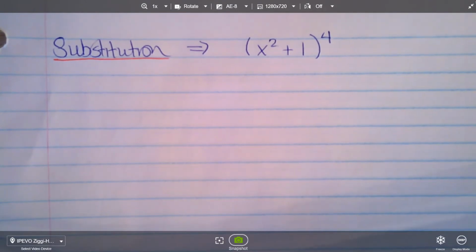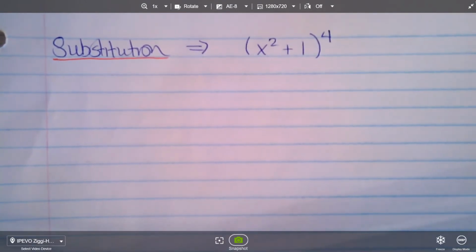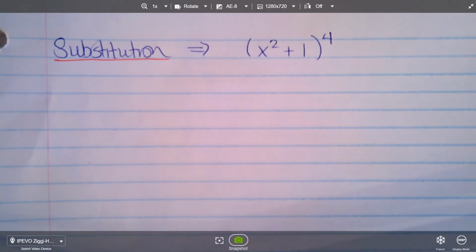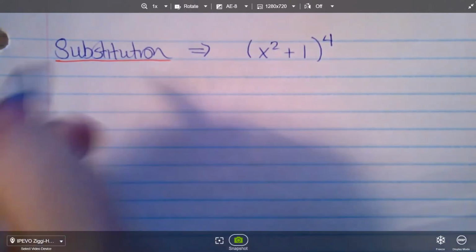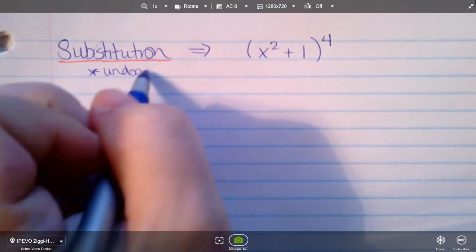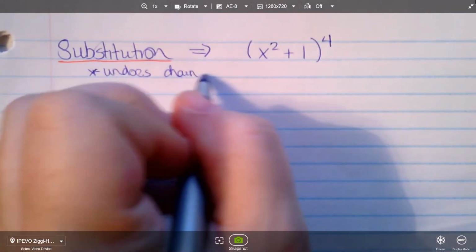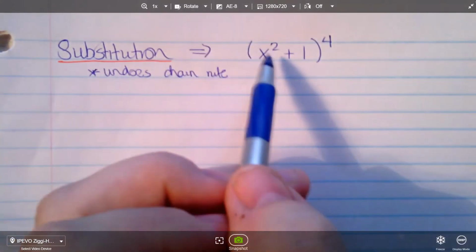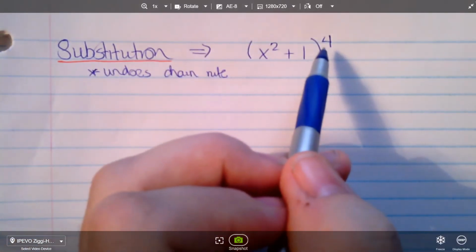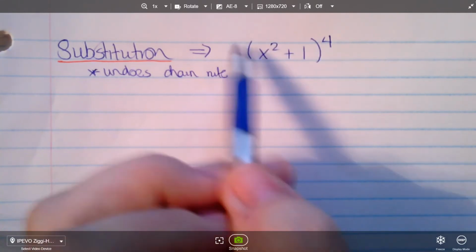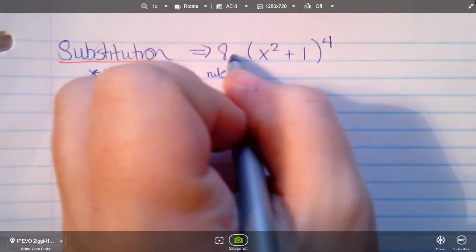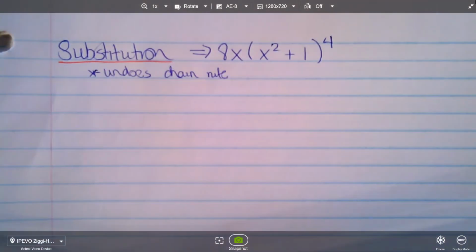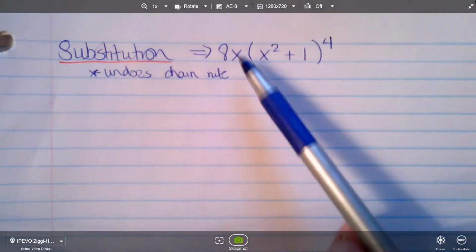But one of the things that we can do is, essentially, this is undoing the chain rule. We're not going to learn techniques to try to undo quotient and product rule and all that stuff. But what this technique does is essentially undo the chain rule. So if this is the function and I took the derivative of this, I might get 4 times (x squared plus 1) cubed, and then times the derivative of the inside, 2x. So the 4 and the 2x multiply to make 8x. So substitution is going to be used to do something like this.